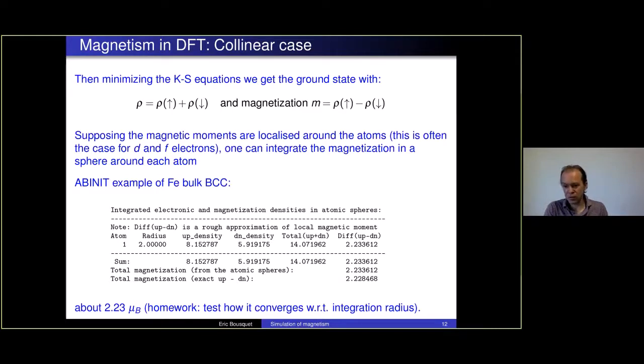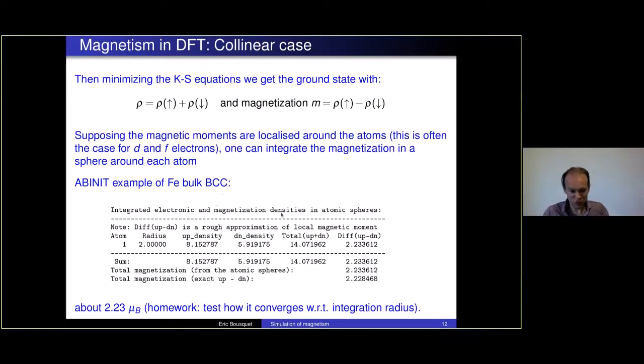And this approximation is working, supposing that the magnetism is coming from electrons that are well localized inside the spheres, which is often the case for D and F electrons, where 99% of the magnetism is coming from the D and F. So this is quite good.